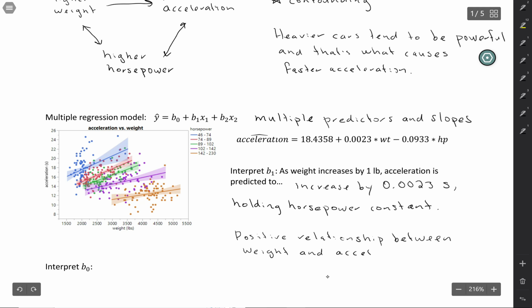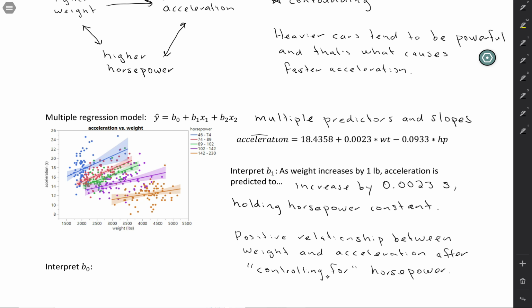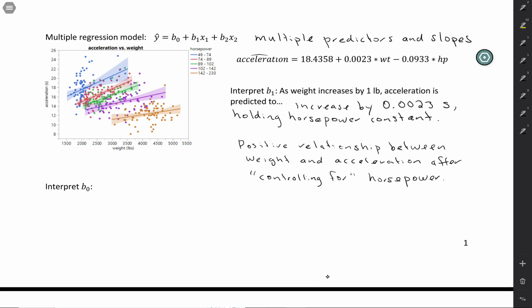So there actually is a positive relationship between them, as we expected, after controlling for, so I'm using another one of those phrases there, after controlling for horsepower. So basically, once you break it down by horsepower, look at just one horsepower level at a time, then you can see that positive relationship. Okay, so that's our interpretation of the slope.